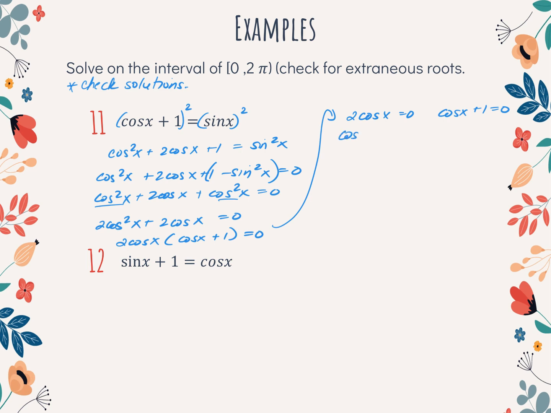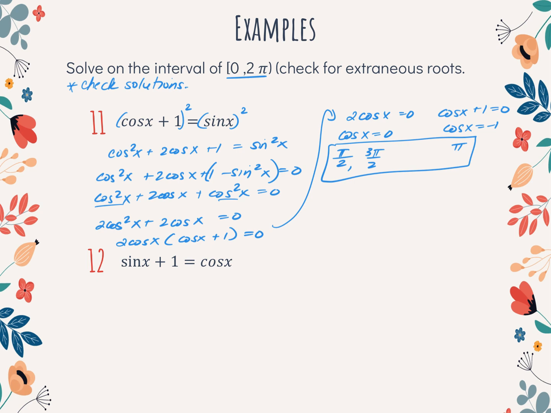When I solve this left side, cosine of x equals 0, I know that what values between 0 and 2 pi have a cosine of 0? Well, that's going to be 90 degrees and 270, or pi over 2 and 3 pi over 2. And here, cosine of x equals -1. And again, when is x -1? Well, it's -1 at pi. So I have 3 solutions that I start with, okay?